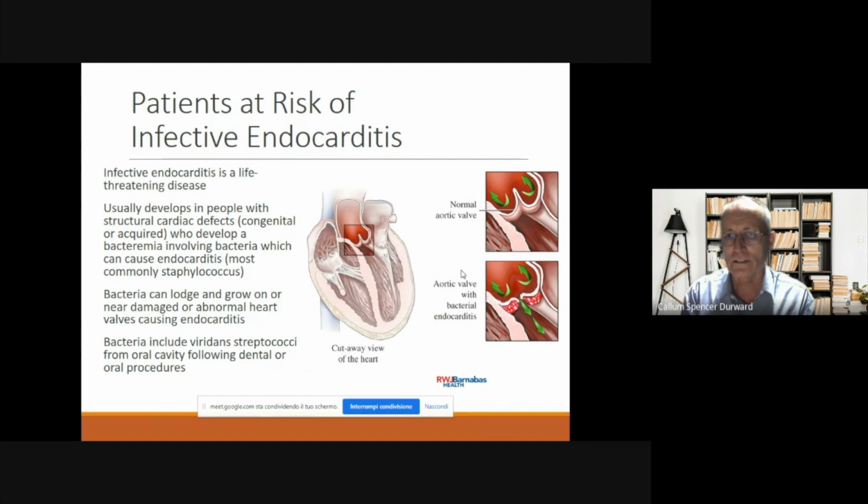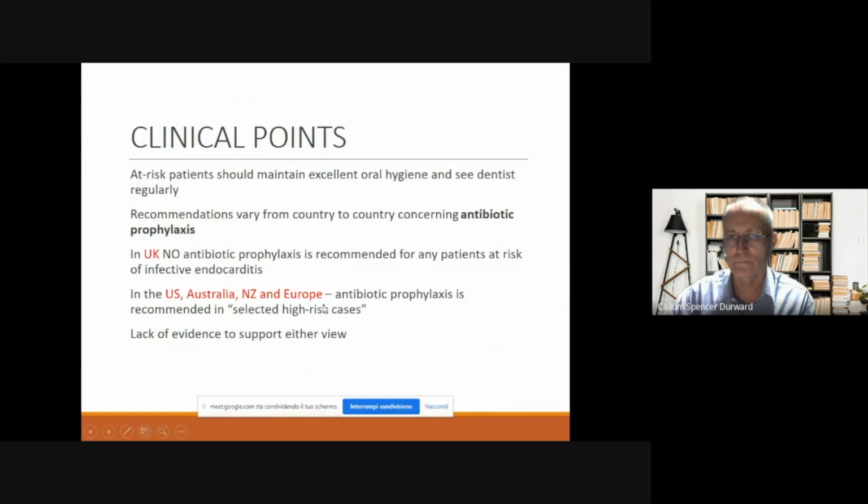Bacteria include the Viridans streptococci from the oral cavity, and they can enter the bloodstream following certain dental or oral surgical procedures. At-risk patients should maintain excellent oral hygiene and see their dentist regularly.